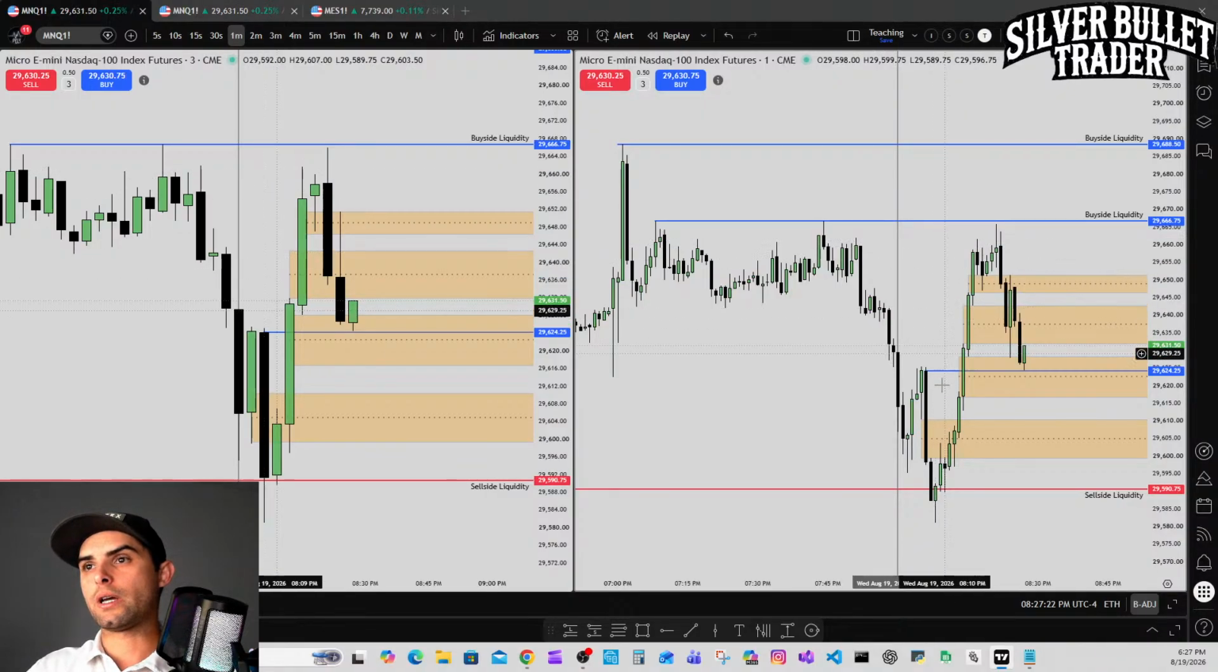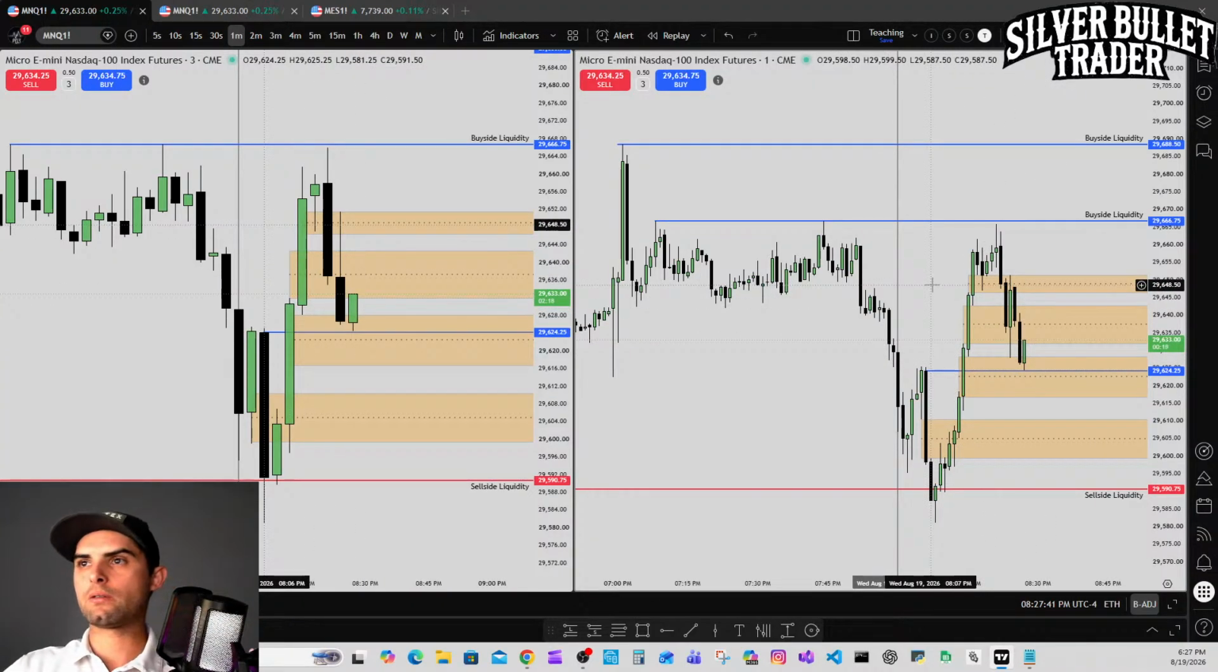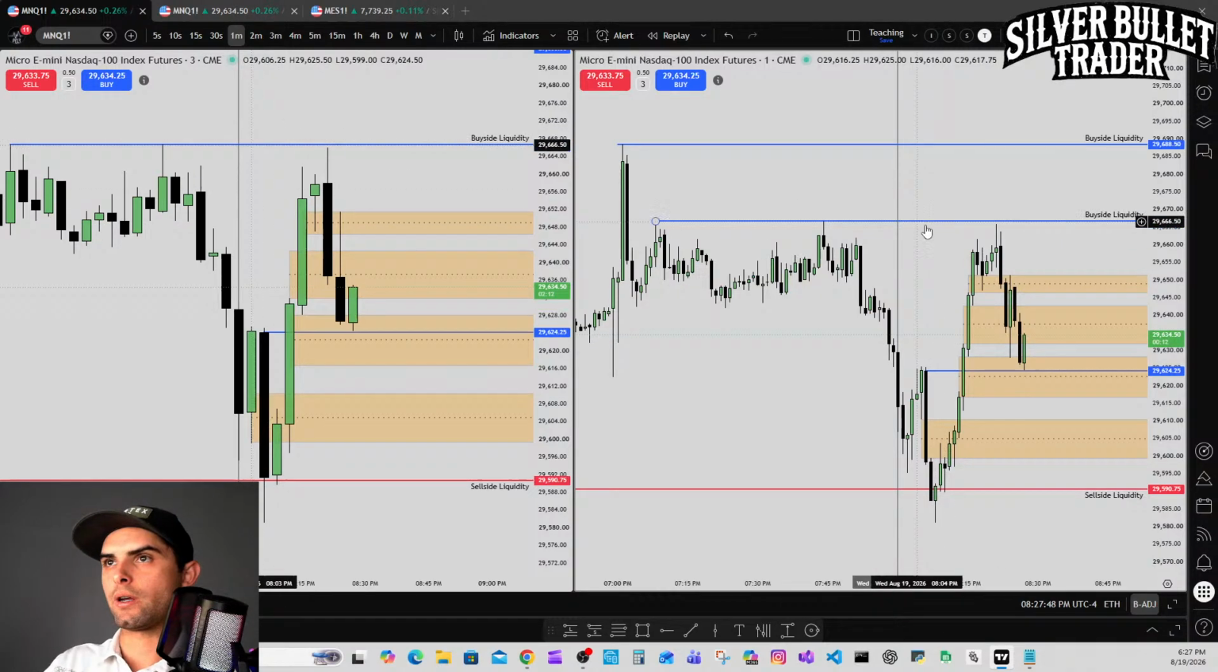So, like I said, if I would have got in down here, we would have taken a partial at this high right here and then waited for it to trade up into this level and then this level, and trailed our stop to in profit. We probably would have got stopped out right there, which is totally okay. But we'll see if it wants to take out this target.